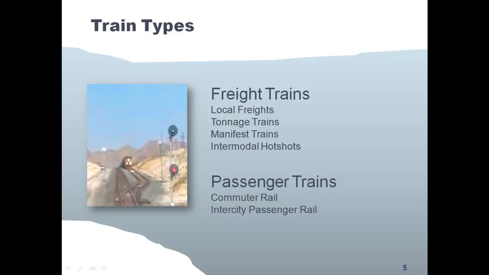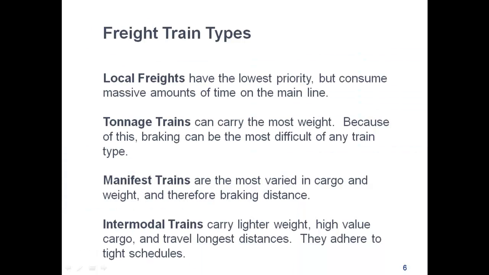This is a list of the train types to be described in this webinar. Jared, could you give us an overview? Sure. Okay, we have these freight train types. Local freights have the lowest priority, but consume massive amounts of time on the main line. Tonnage trains can carry the most weight. Because of this, braking can be the most difficult of any train type. Manifest trains are the most varied in cargo and weight, and therefore braking distance. Intermodal trains carry lighter weight, high-value cargo, and travel the longest distances. They adhere to tight schedules.